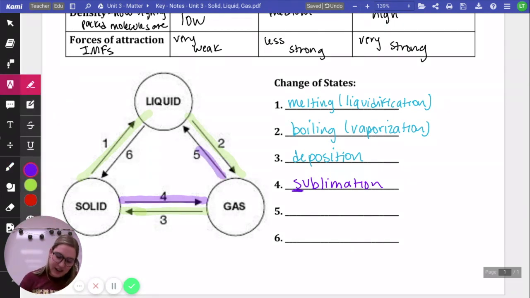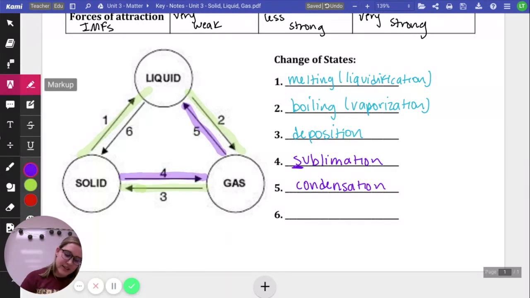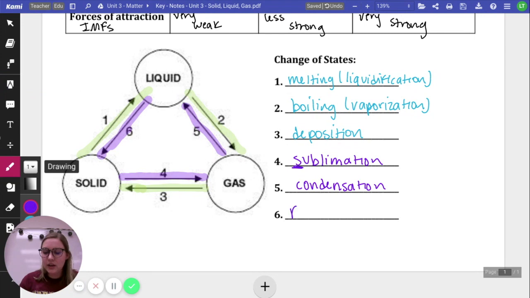And then from gas to liquid, this one is called condensation. It's not the same condensation as like rain. Think about when you have a really cold water bottle and water forms on it. Well, it's condensing. The gas molecules in the air hit that cold surface and turn into a liquid. And then our last one, liquid to solid, is called freezing or solidification.